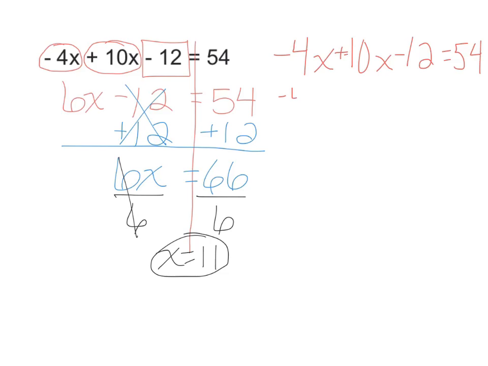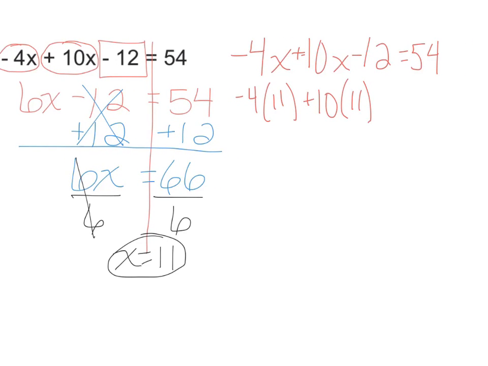So we have negative 4, and I always put my substitutions in parentheses, plus 10 times 11, and I think I might run out of space. I need to scoot this over. Minus 12 equals 54. And please excuse my handwriting. It gets kind of sloppy on here.